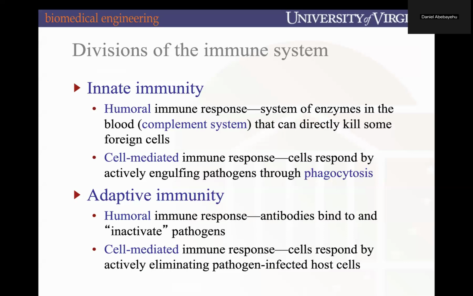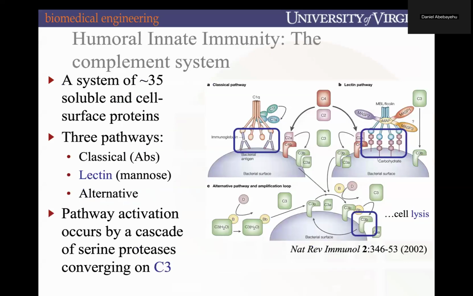So again, to take a step back and give you the big picture, our immune system is broken up into innate and adaptive. We'll talk about adaptive next class. We're going to be breaking down both of those immune systems into a humoral part, what's in the bodily fluid, as well as a cell-mediated part. So what we're going to focus on next is the humoral innate immunity that is permitted by the complement system.